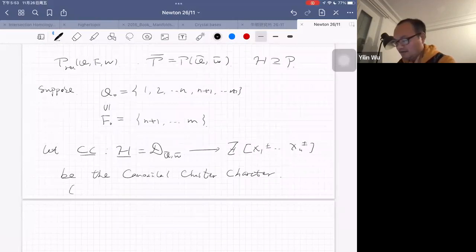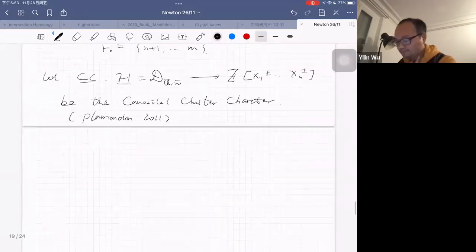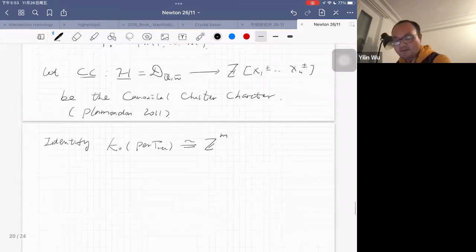This is defined by Plamondon in 2011. We identify K0, the quotient group, with Gm. Then we define the following map.